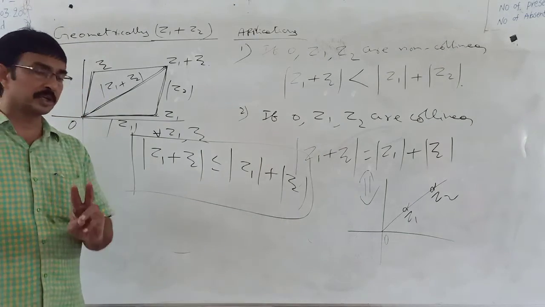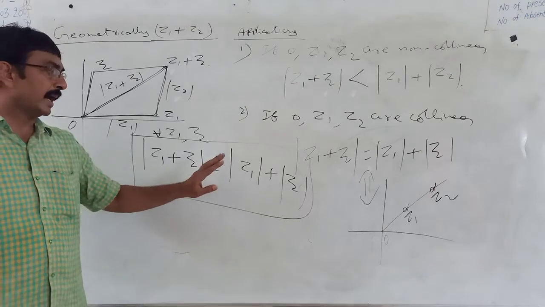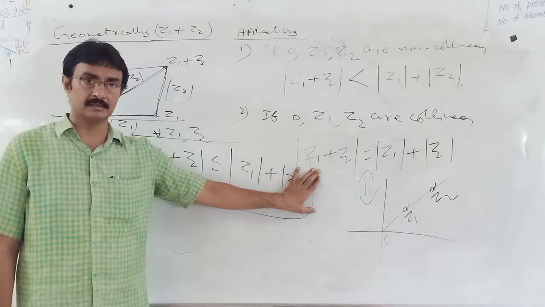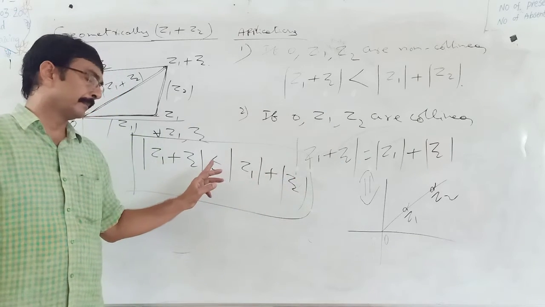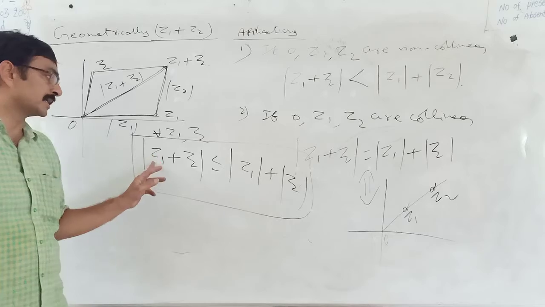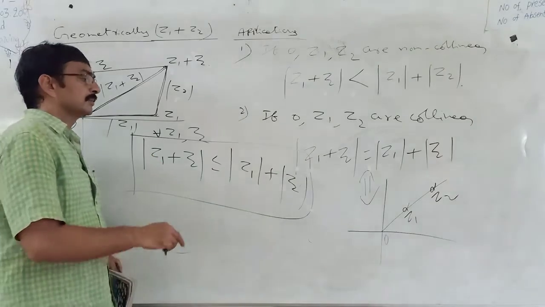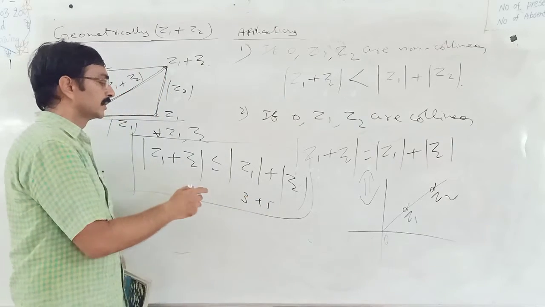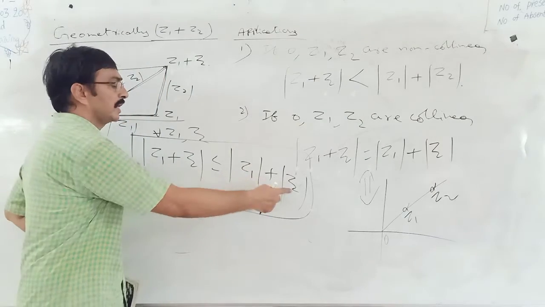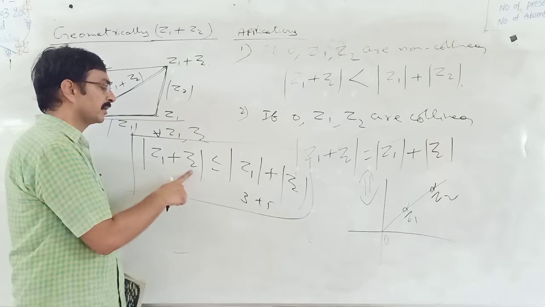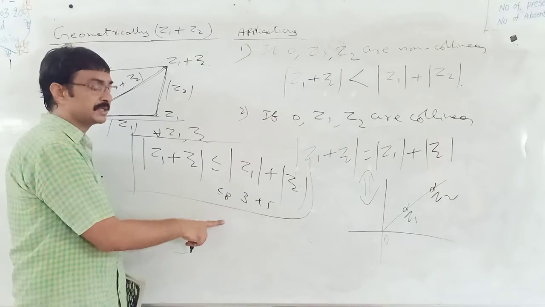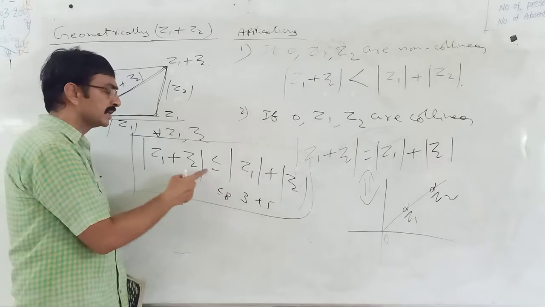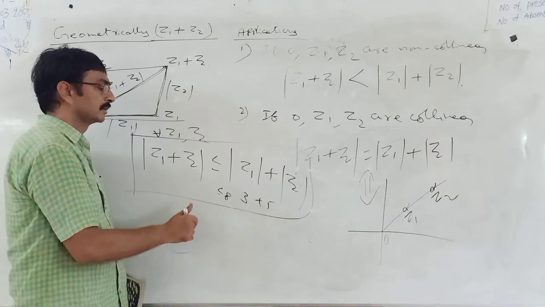See, two models. First one, data of mod Z1, mod Z2 values are given. Find the maximum value of modulus of Z1 plus Z2. Suppose you have mod Z1 value 3, mod Z2 value 5. By substituting those values, we have modulus of Z1 plus Z2 is less than or equal to 8. That means possible values are 8, 7, 6 and so on. This is the maximum value of this one.